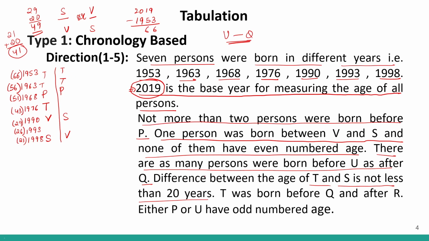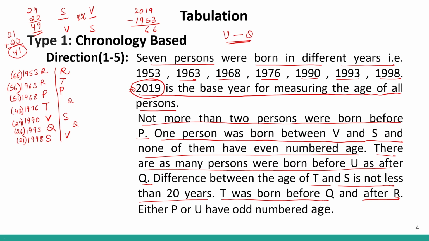Now it is given to us T was born before Q. So in any case, T was born before Q, that means Q will come here. Similarly, in this case, T was born before Q. So I can have Q here also, I can have Q here also. And T was born after R. So here I can have just one position for R. And here also I can have one position for R. Two positions for R. R can be here also, R can be here also.